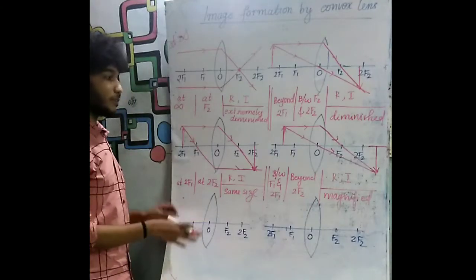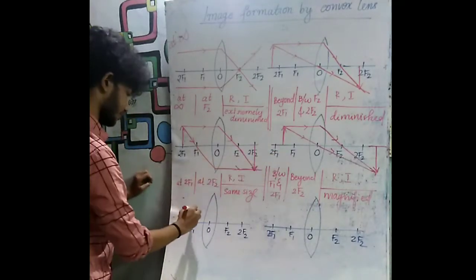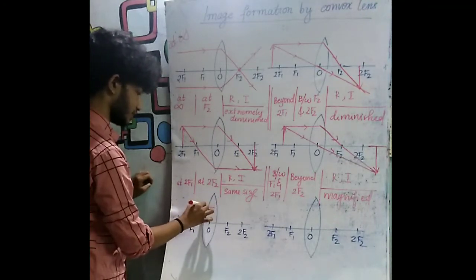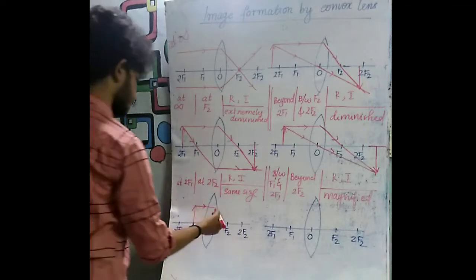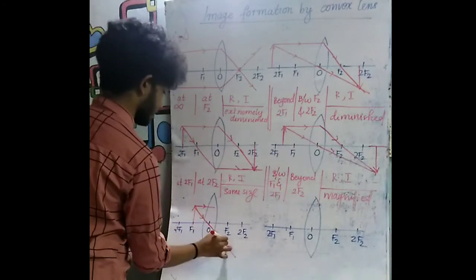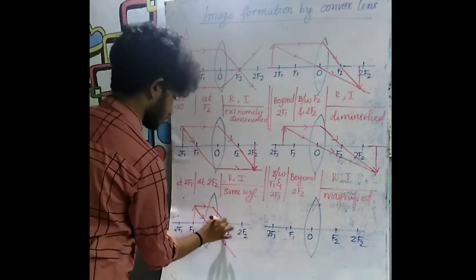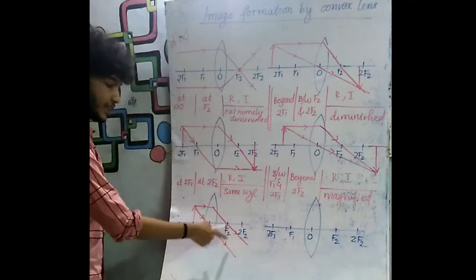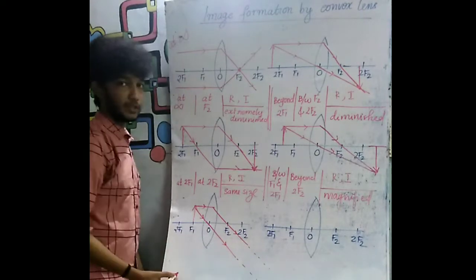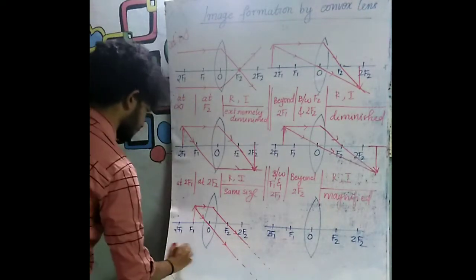So here, where shall we place the object? At f1. The object I have placed at f1, two rays. First one, let it be parallel to the principal axis, and the second one, let it pass through the optic center. So the refracted rays are parallel here. That means they meet at infinity and the image formation takes place at infinity.